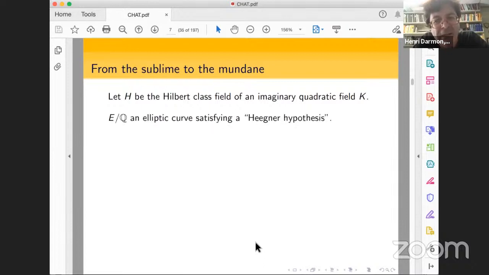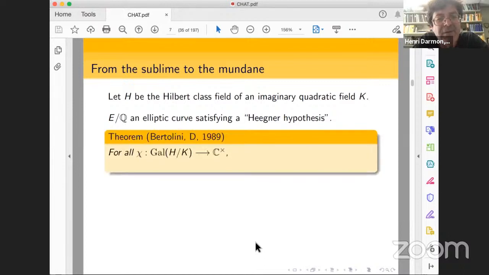So here I consider the situation where H is the Hilbert class field of an imaginary quadratic field, and E is an elliptic curve satisfying a suitable Heegner hypothesis, which is not very important, just meant to ensure that there are Heegner points in the Mordell-Weil group of the elliptic curve over this Hilbert class field.